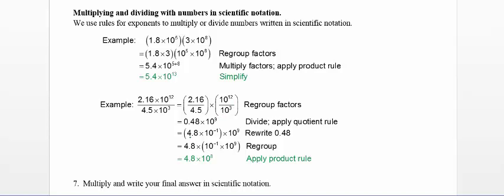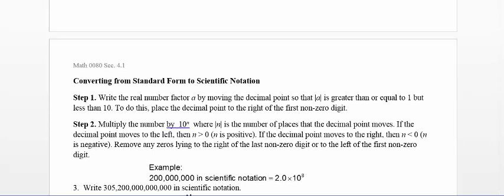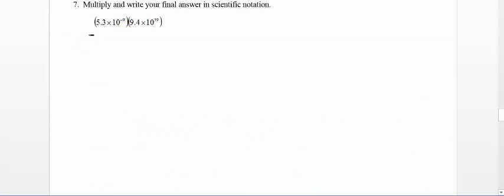In the second case, I divide the 2.16 by the 4.5, and I multiply that by the division of the power of 10. So I regroup the factors. And then when I divide 2.16 by 4.5, I get 0.48. And notice that is not in the scientific notation form, so I change it to the form of scientific notation.